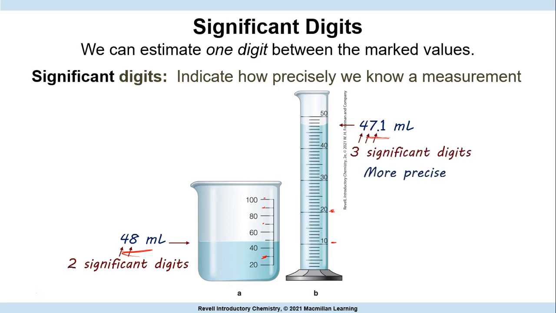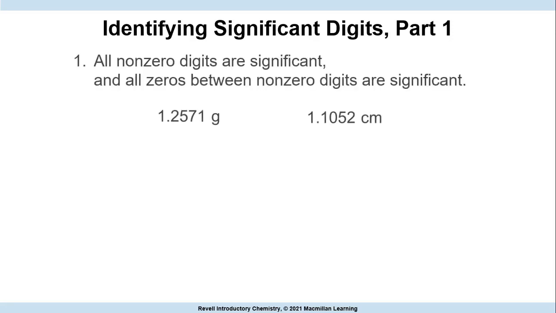Now, the graduated cylinder is more precise than the beaker because it gives us 3 significant figures. Now, let's see how we can identify significant digits in a calculation or in a measurement. So when you carry out a measurement, you may have 0.000010 or whatever value you may have. How do you know which digits are significant or which digits are not significant?